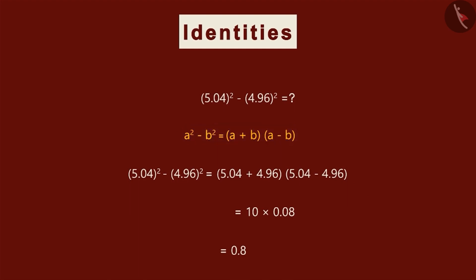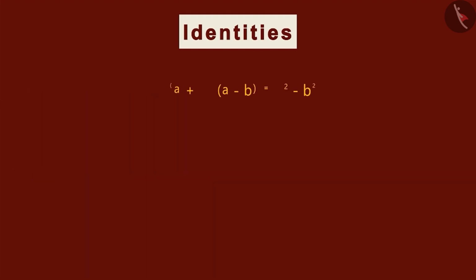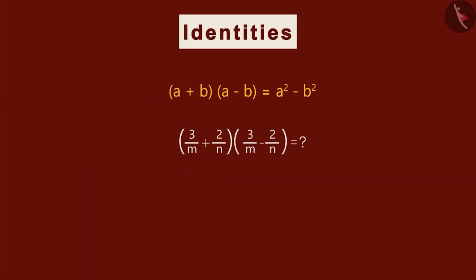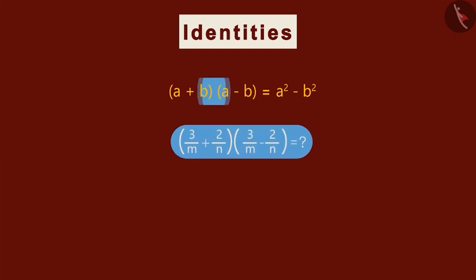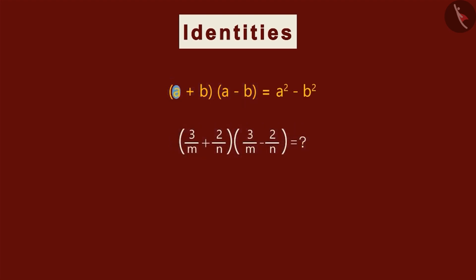Let us look at the next example. Can you find the answer to this? We can see that this expression is in this form. Here, a is 3 by m and b is 2 by n. We know that similar questions can be solved using this identity.